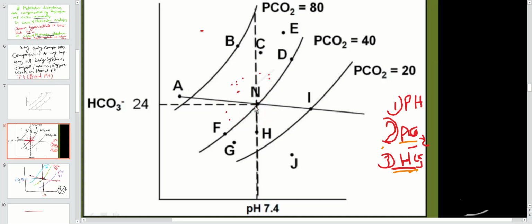Now the final point is that anything which is between, let me get my pointer, anything which is happening between two disturbed lines will show the mixed cases. So what are the two disturbed lines? This is the buffer line for acidic conditions, and this is the buffer line for metabolic conditions, right? So these two are the disturbed lines.